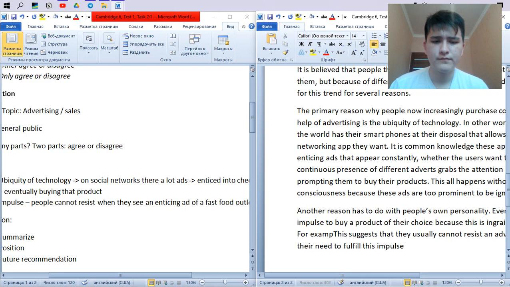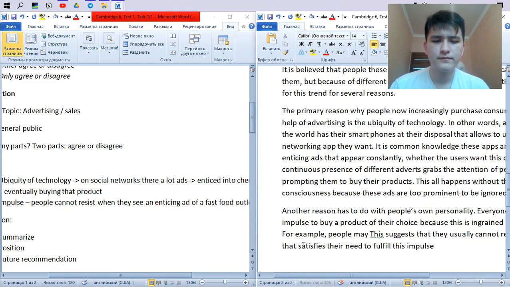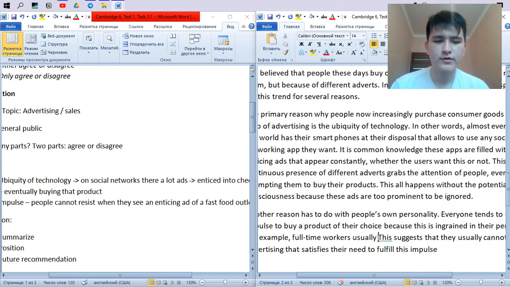For example, people may have, for example, workers, full-time workers. Usually, okay, I don't think that's a good example.